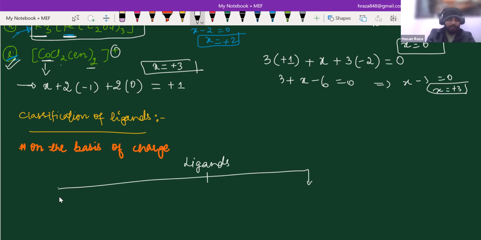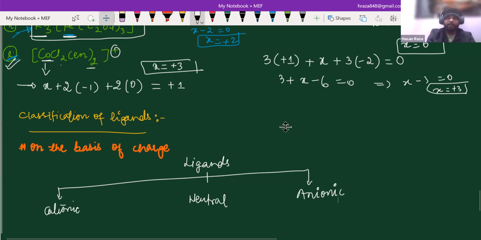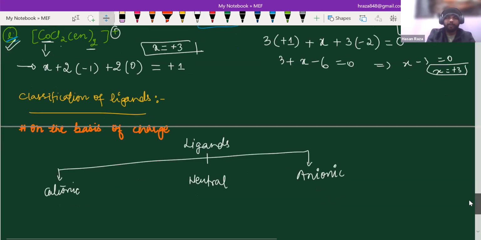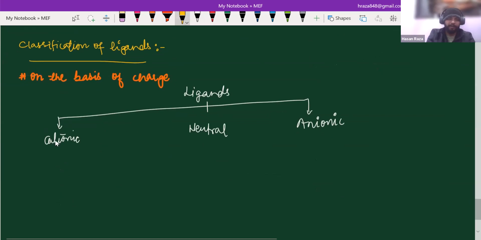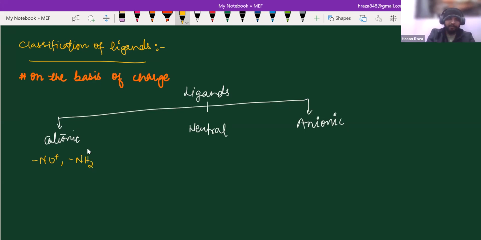And that is basically your cationic ligand, neutral, and anionic ligand. You know that the ligands which have positive charge are called cationic ligands, as for example, NO plus, NH2 plus, etc. This is a very less used ligand in our syllabus.